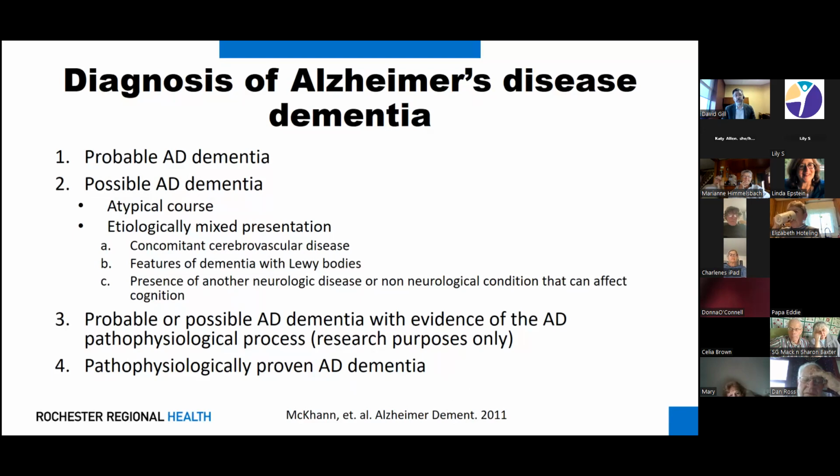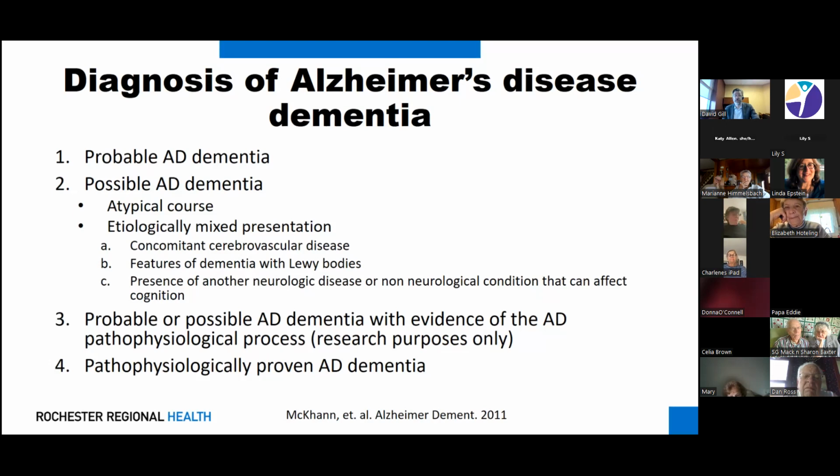We use possible when it's often mixed causes. We think, well, there's also vascular disease of the brain, strokes, or maybe it looks like something else. And then there are these categories of evidence of the pathophysiologic process. Those are the tests that we're now using that are specific for Alzheimer's disease. And then, of course, there's number 4, which is proven Alzheimer's disease dementia. And that really is only if there's a brain biopsy, which we don't do anymore, or they come to autopsy.